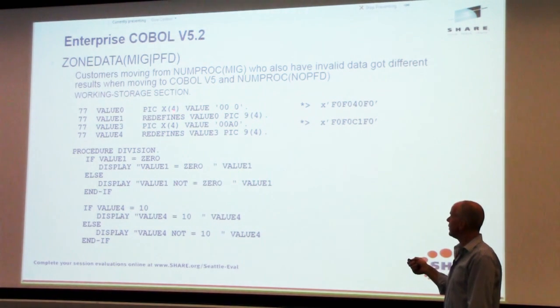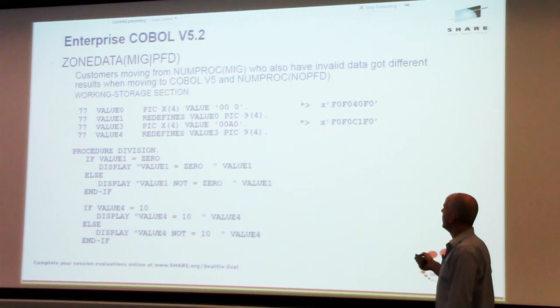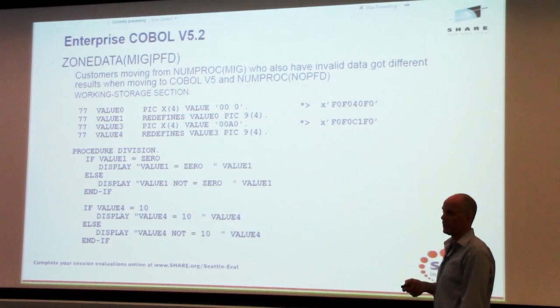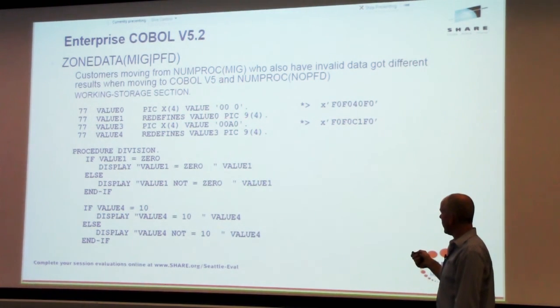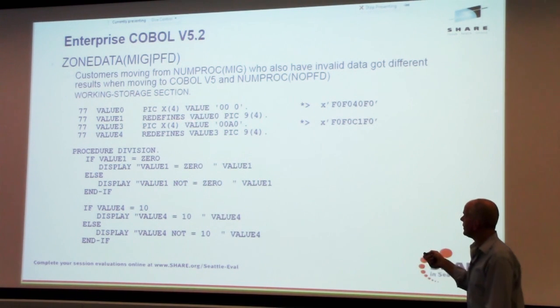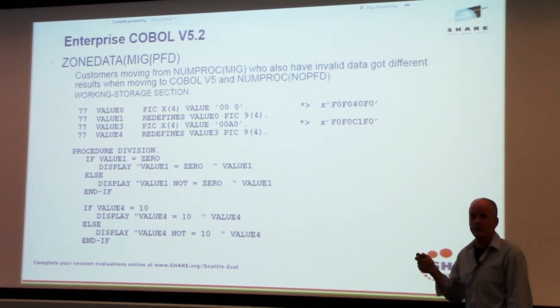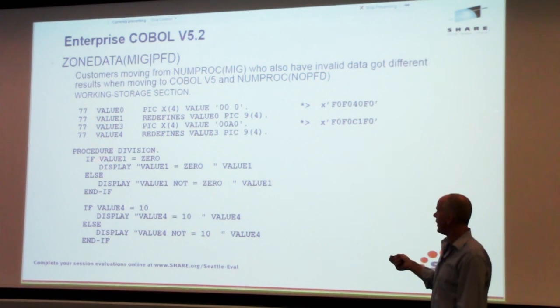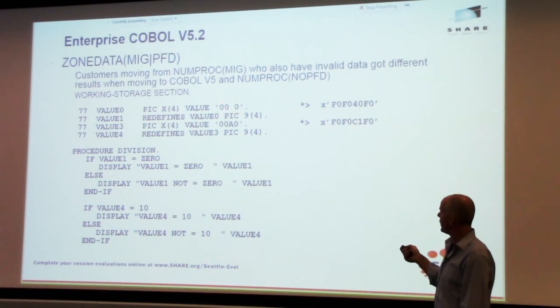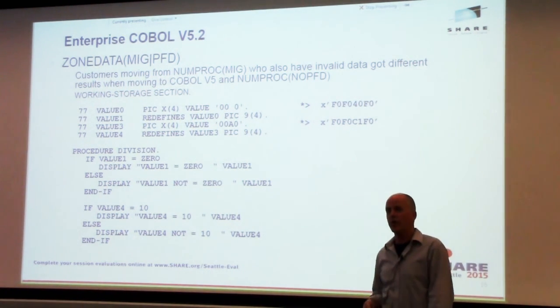00 space 0 is legal for an alphanumeric PIC X data type. Now I redefine it, which is, REDEFINES is a good way to get yourself in a lot of trouble. I redefine this as numeric, and that's okay, that's legal as well, but now I can't use value 1 until I fix the data. Oops, I didn't fix it. So now I'm comparing 00 space 0 to zero: is that zero or not?